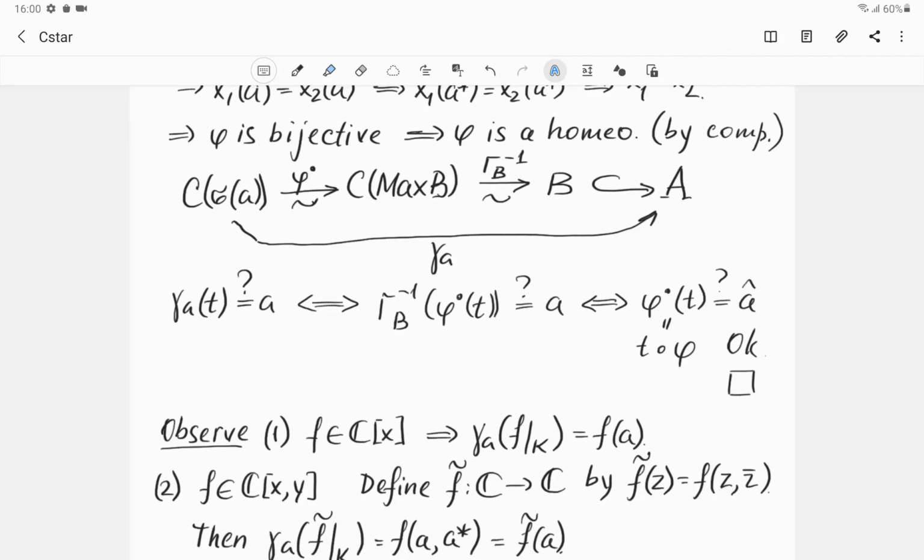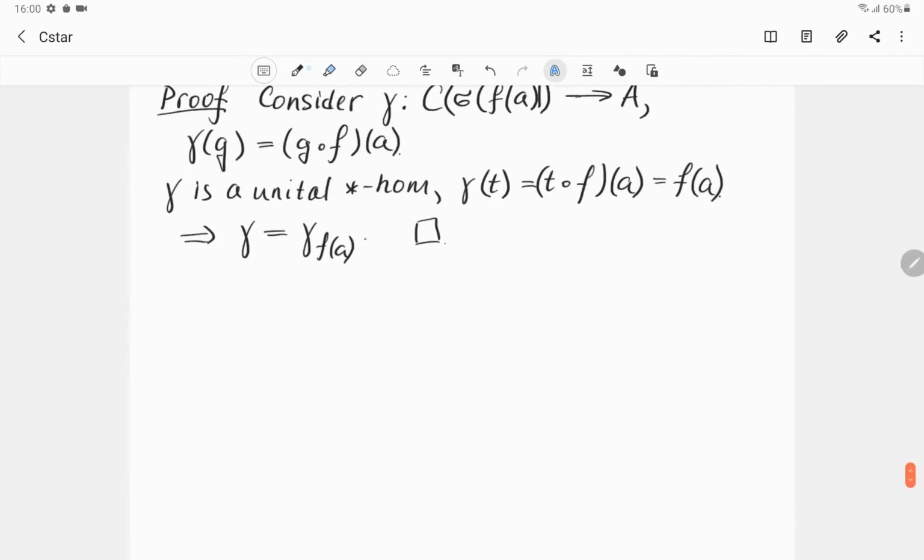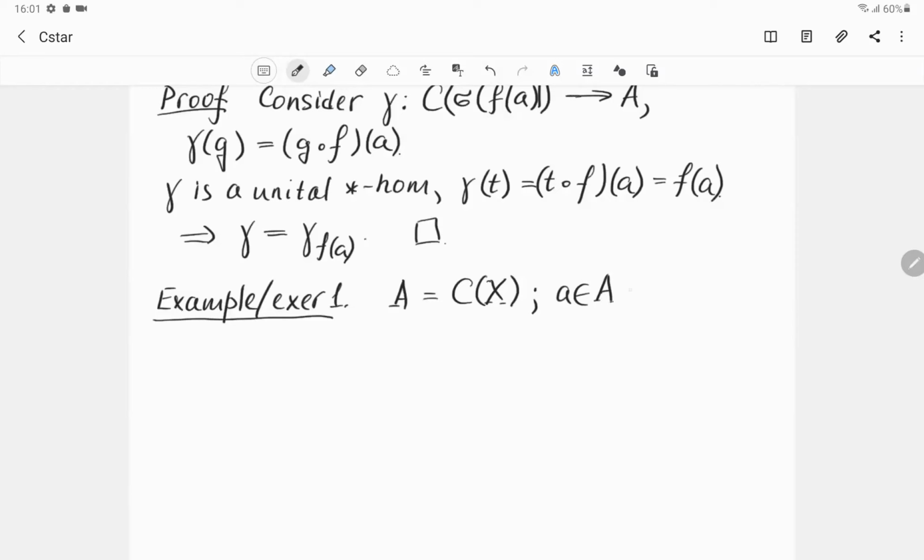But there are some special cases in which such a formula exists. Let's now look at a couple of examples. Example, exercise 1. Suppose that A, the C-star algebra A, is the algebra of continuous functions on the compact Hausdorff topological space. So little a is an element of our algebra, which is always normal because the algebra is commutative, and f is a continuous function on the spectrum of a. And then I claim that the functional calculus is given by the following simple formula. So f of a is just the composition of f and a.